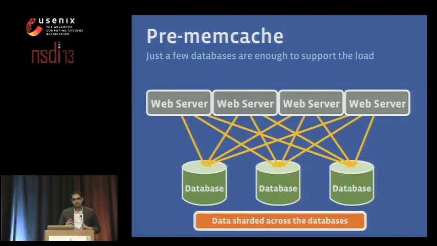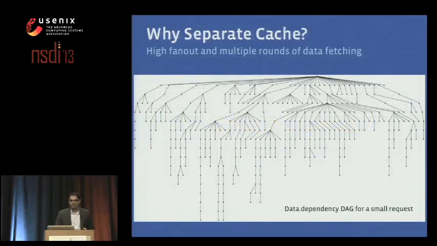Before Memcache, we had a bunch of web servers and a bunch of databases. Their data was sharded across these databases based on your user ID. And just a few databases were enough to support the load, so we were fine. So this was great. So why did we even need to support something like Memcached?